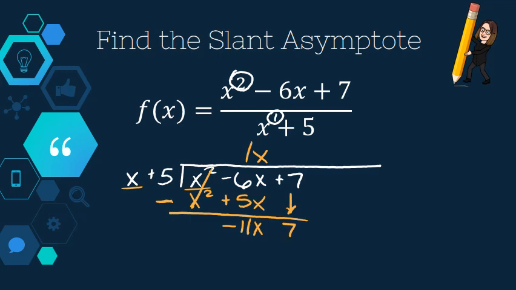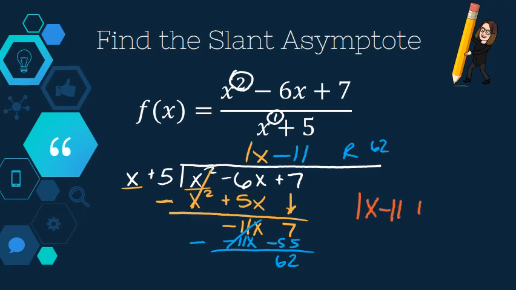In order to get to negative 11x, I need a negative 11. So negative 11 times x, negative 11x. Negative 11 times 5 is negative 55. We're going to subtract, so those first terms cancel, and I'm going to end up adding here, and I'm going to have a remainder of 62. So my final answer here for this long division would be 1x minus 11 plus a remainder of 62 over the divisor.